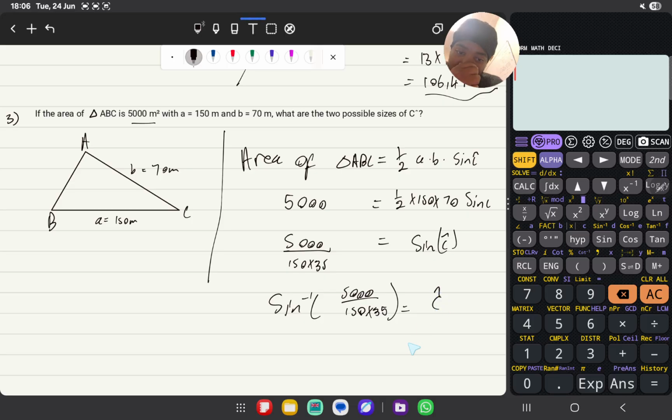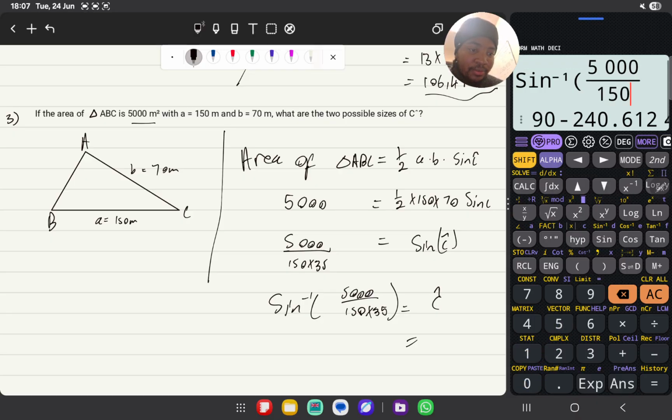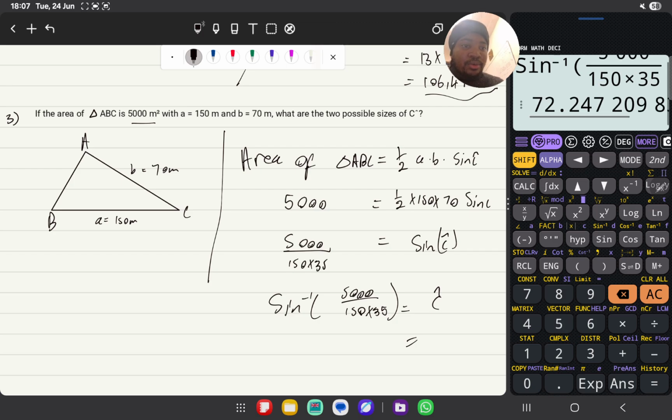That will be angle C, which is shift sine of 5,000 over 150 times 35. We're getting 72.25 degrees, right? Yeah, so that is the value that we're getting.